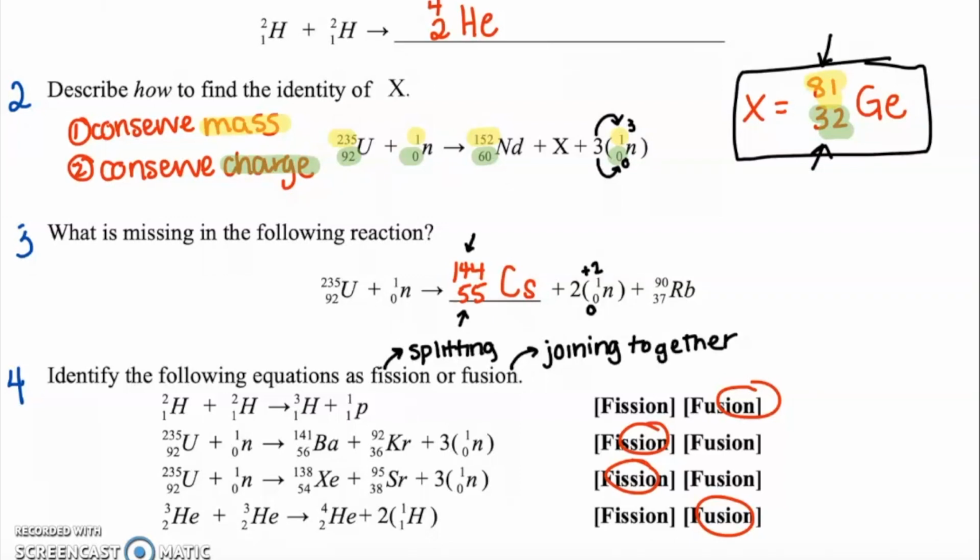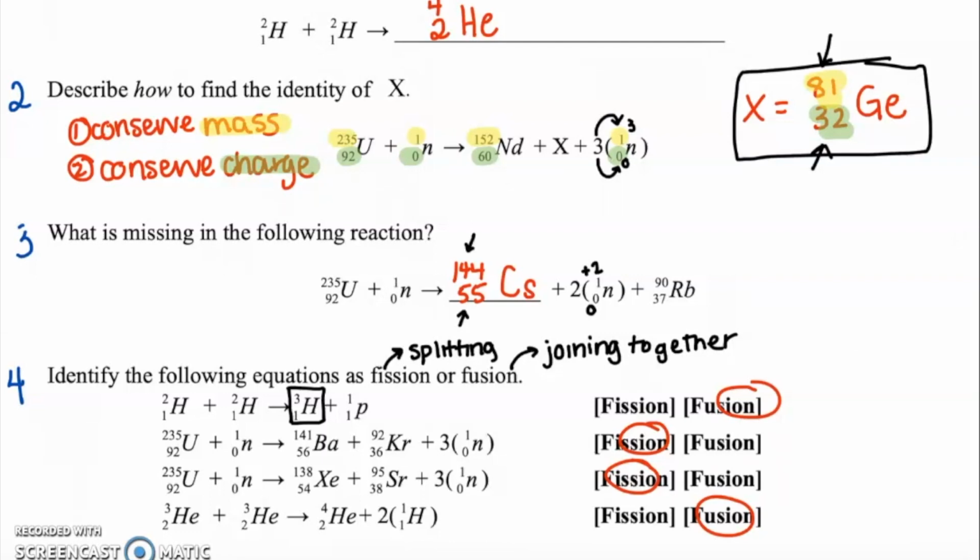The first one here, we start with 2 hydrogens, and it ends up being combined into a much larger hydrogen, as well as a proton. This would be an example of fusion. Remember, when you see hydrogens and heliums, it's kind of already a tip-off that it's probably going to be fusion.